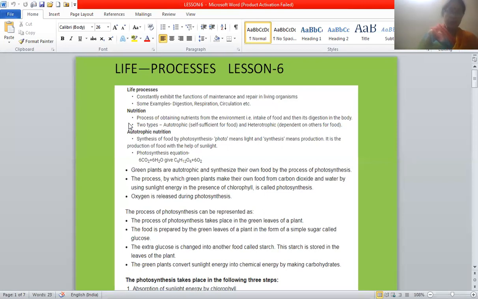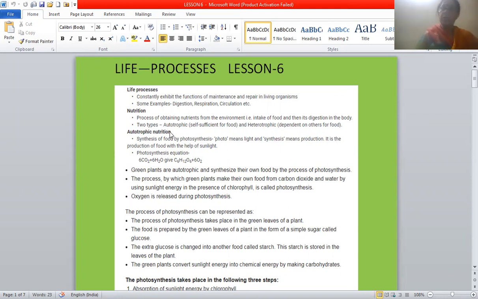Plants prepare their own food, therefore they are known as autotrophs. Animals obtain food from outside the body. In the body of an animal, the ingested food is first broken down into simpler forms for absorption by cells, and the cells convert the simple nutrient molecules into cellular components as well as energy yielding components. So first of all, we'll study the two types of nutrition: autotrophic, that is self-sufficient for food, and heterotrophic, that is dependent on others for food.